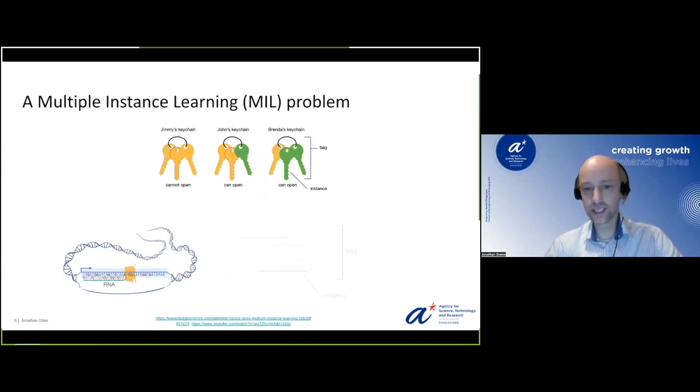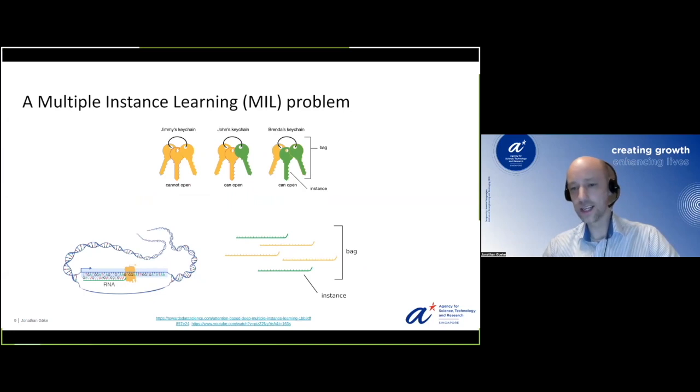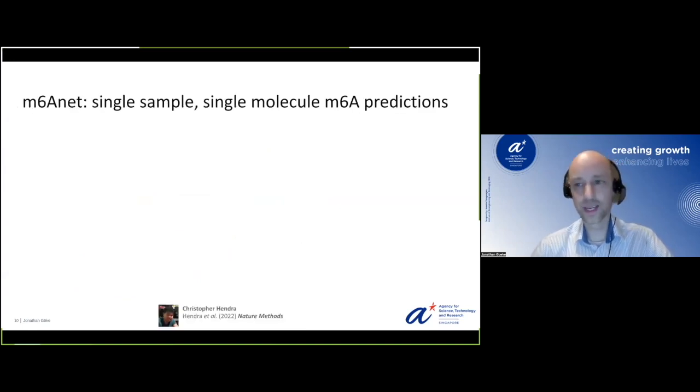What we have here is this kind of bag that's the set of all RNAs, and the instances are the individual RNAs. And the label that we have is that we know that at this position, the RNAs might be modified, but we do not know which of these RNAs are modified. And so what we have done is we have implemented this method that's called M6ANet that uses the multiple instance learning framework to infer the M6A probabilities. And we can do that from a single run of direct RNA sequencing data.